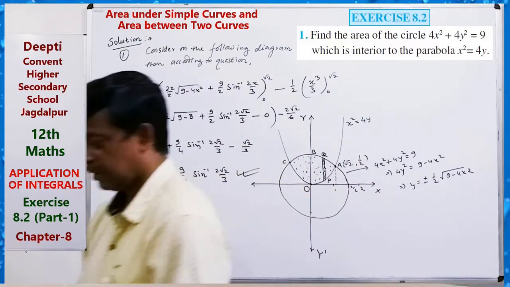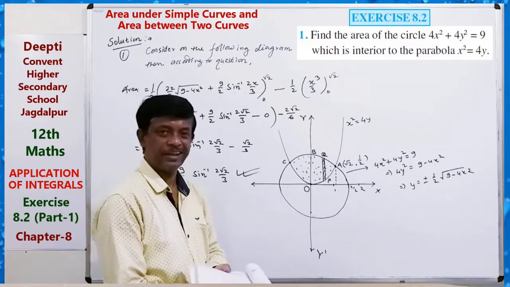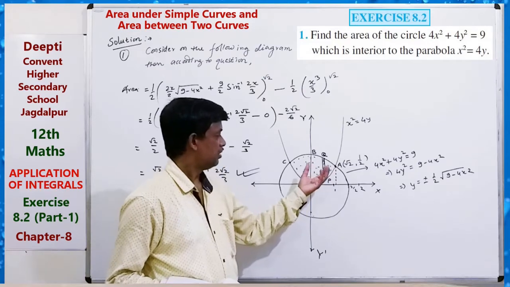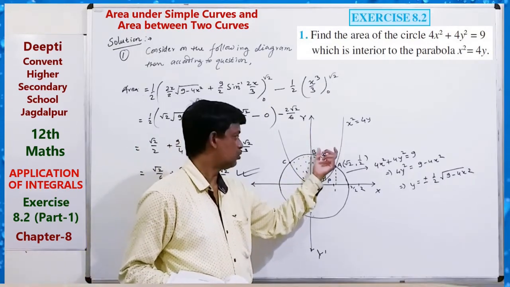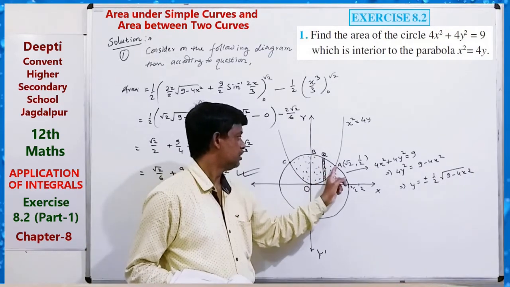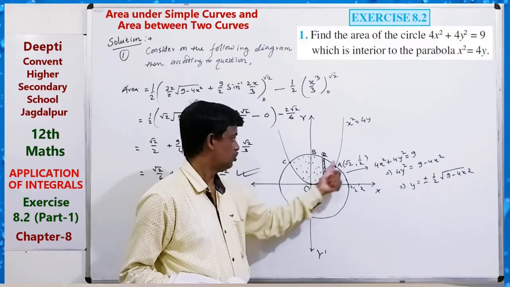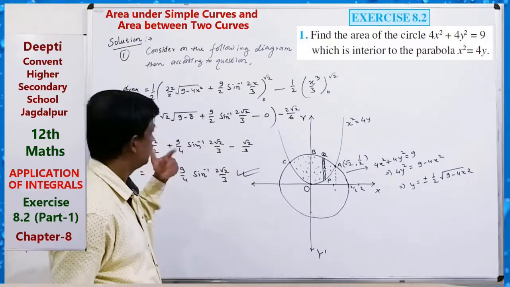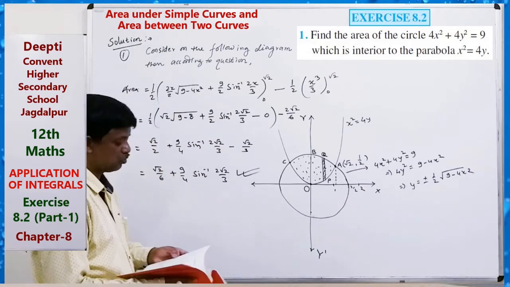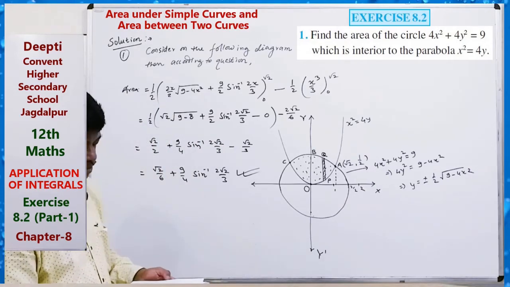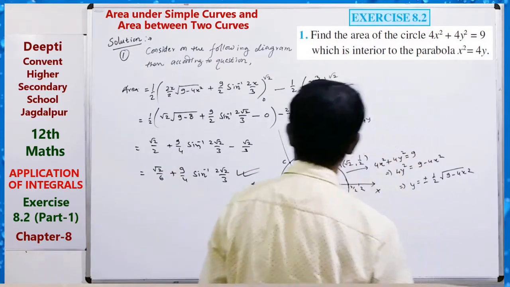So you have to first draw the diagram and identify the area. This area is symmetric, that's why we are taking 2 times of this area, from 0 to the coordinate. First of all you have to find the coordinate, then solve it, and in solving the integral we can get the result. Okay, root 2 by 6 plus 9 by 4 sin inverse 2 by 3. Clear? Now take question second.